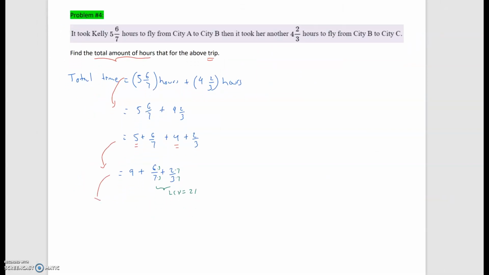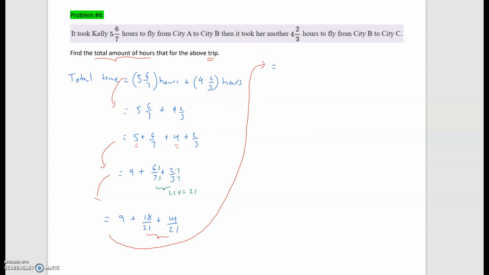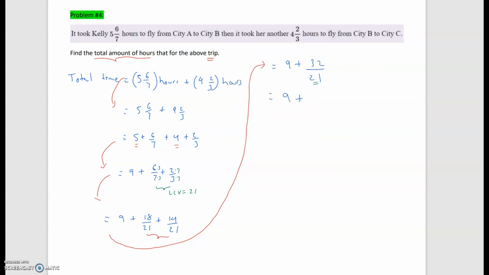And we're looking at the following equivalent fractions. This will be 9 plus 18 over 21 plus the value of 14 over 21. And we can now combine the fractions. So we're looking at 9 plus 32 over 21, and let me just express this as a mixed number.